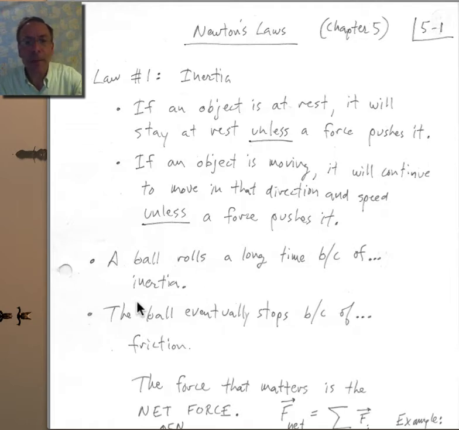So a ball, like a bowling ball, is a good example. It'll keep rolling a long time because it has inertia. The ball eventually is going to stop, though, because of friction.